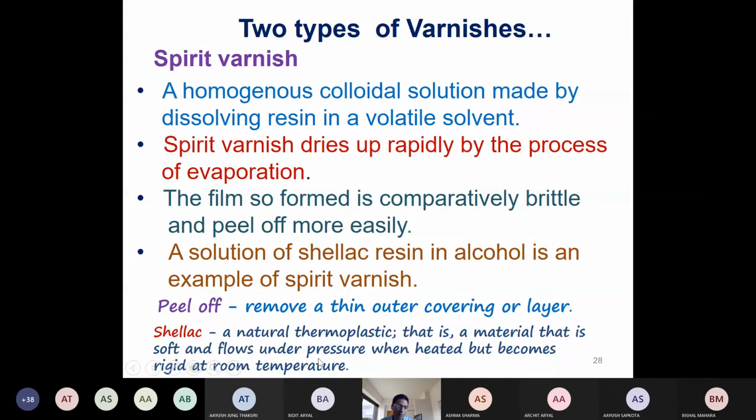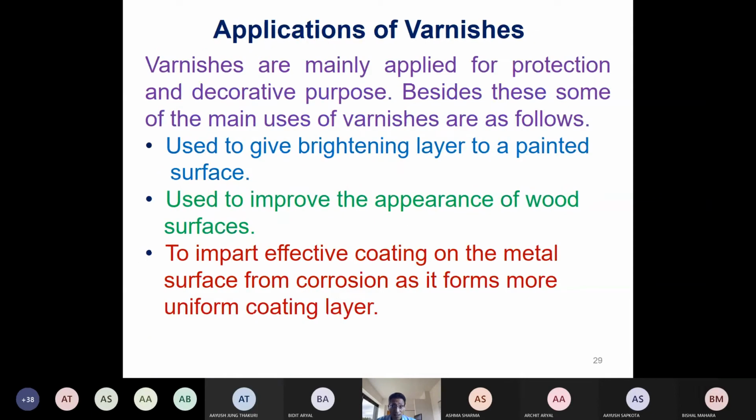Under pressure it flows, and when heated becomes rigid at room temperature. यो pressure मा हिट गर्दाखेरि flow हुन्छ, rigid at room temperature हुन्छ. यसकारण shellac भनेको material हो. And application of varnishes. Varnishes are mainly applied for protection and decorative purpose.